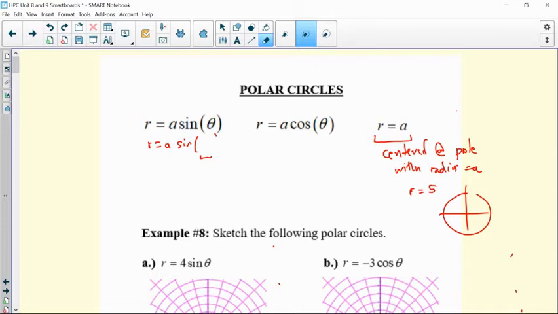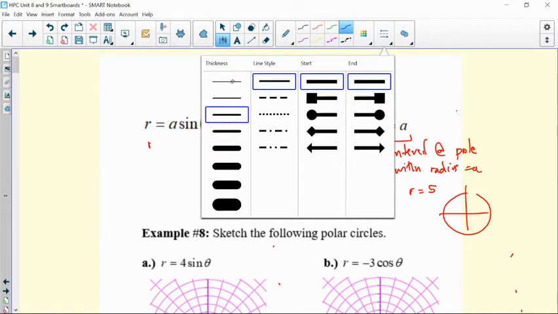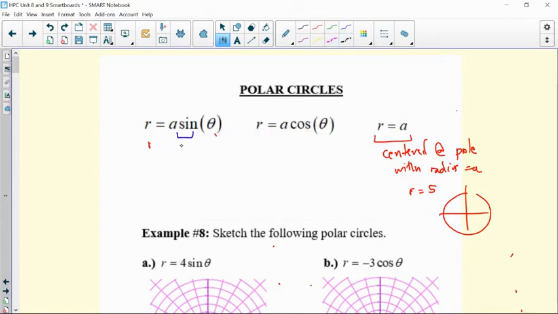Now, the key to graphing polar circles is to look at what function you have. The sine function we associate with the y direction, whereas cosine we associate with the x. So think y here, think along the y-axis if this were on an xy plane, and think along the x-axis for cosine. And the coefficient a actually represents the diameter. Same thing with this a right there.